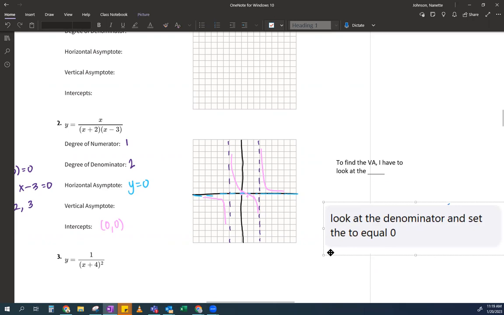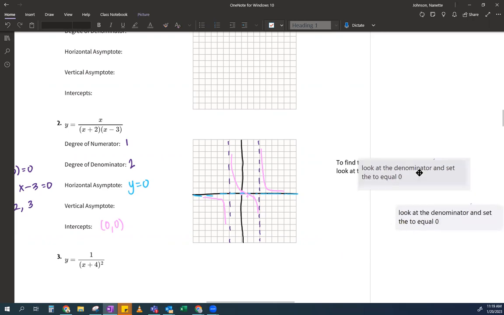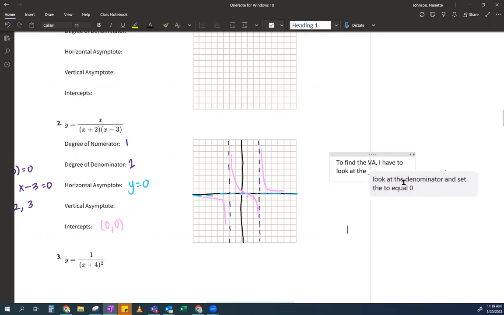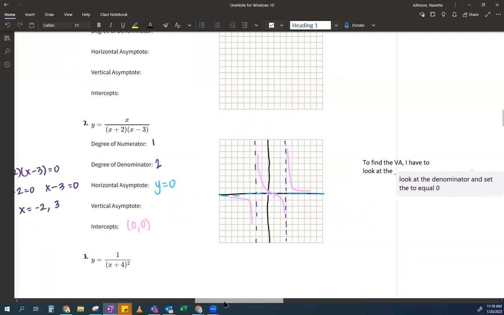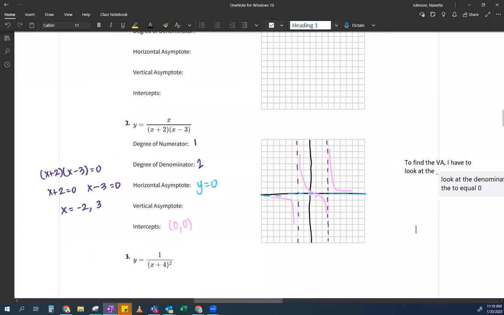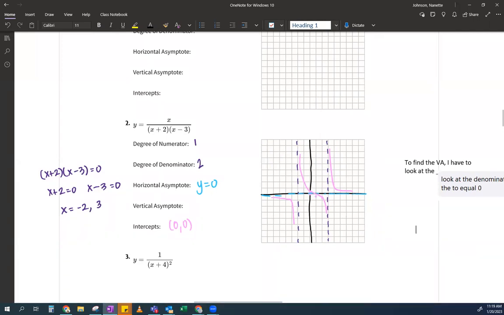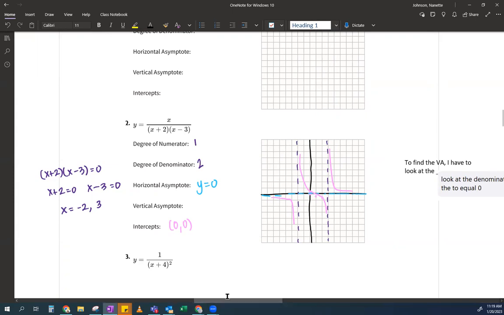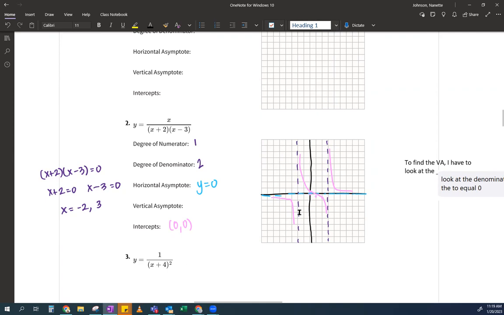I'm going to put this right here so that you guys all know to find the VA, look at the denominator and set it equal to 0. Very good. Which sounds really weird, right? It's really backwards to think. In order for me to find the vertical asymptote, I have to set the denominator equal to 0, which you told me that we can't divide by 0. Exactly. So if I can find the places where my function is undefined, it helps me graph it.